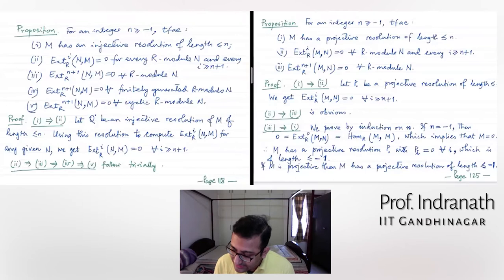So one is, if you have an injective resolution of length less than or equal to n, and look at the vanishing conditions of Ext, and you have a projective resolution of length less than or equal to n, and look at the vanishing conditions of Ext. Do you see what you see from this? Can somebody just speak it out?